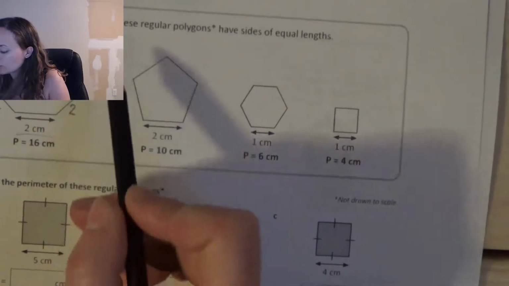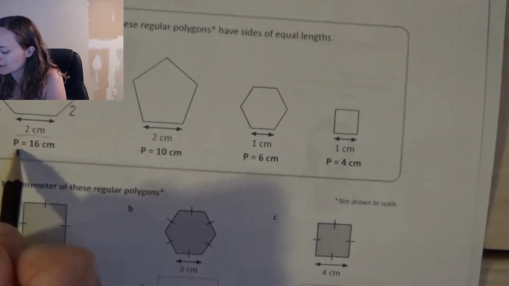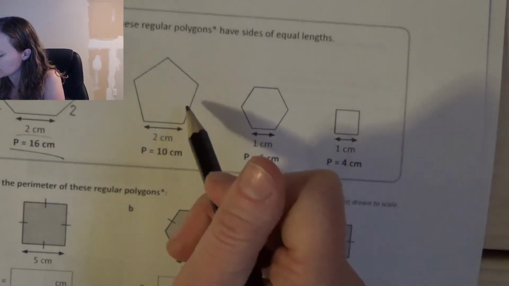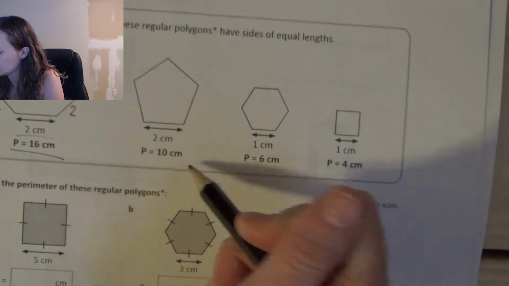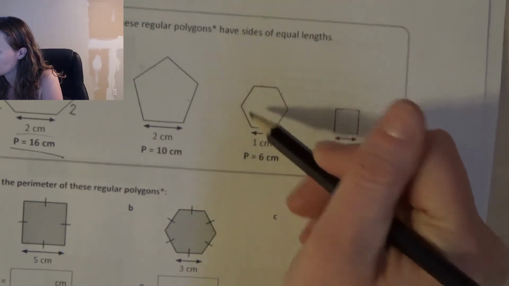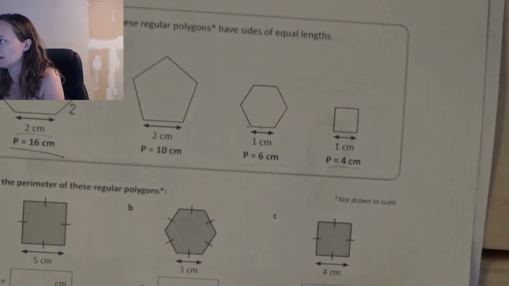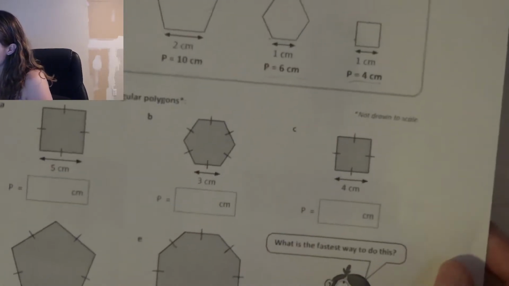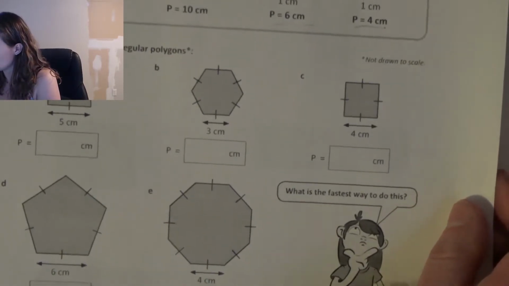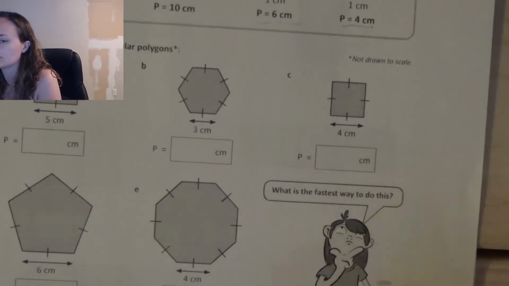So that would mean 2, 4, 6, 8, 10, 12, 14, like they say, 16 centimeters. If these are all 2, 2, 4, 6, 8, 10 centimeters, 1, 2, 3, 4, 5, 6 centimeters, 1, 2, 3, 4 centimeters, okay? So this gives you a way to see if they are all the same length.